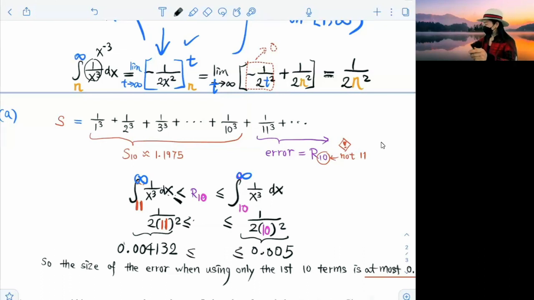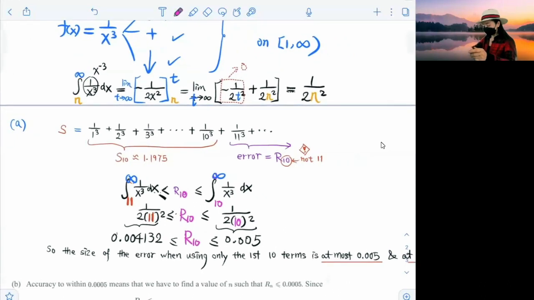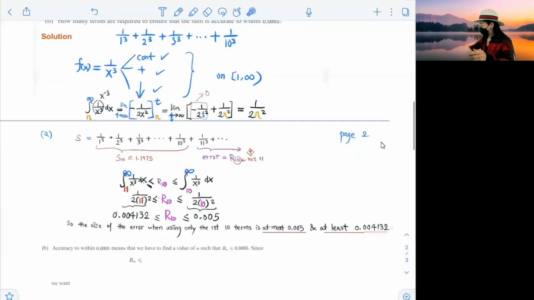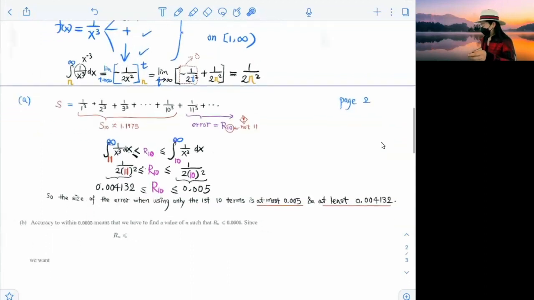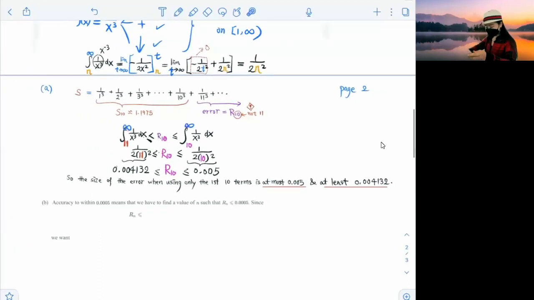So the size of the error, okay, so we know that R10, using only the first 10 terms, is going to be at most this and at least this, okay? So the error is going to be no more than this, but no less than this. Do you agree? Okay, I have to agree.